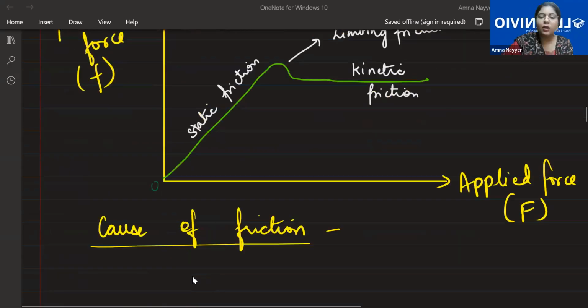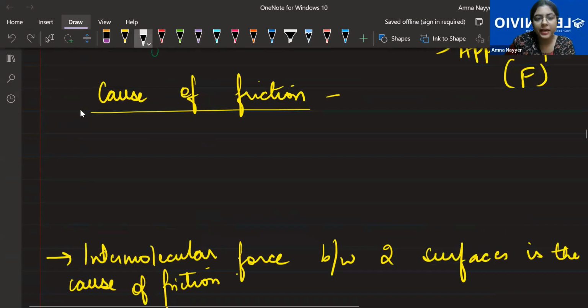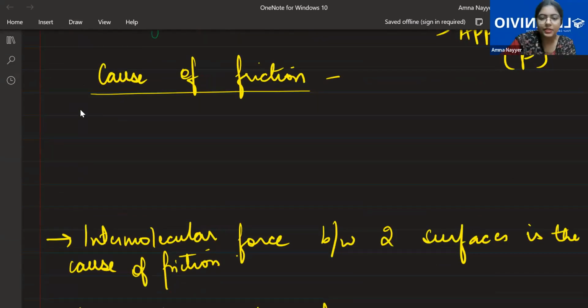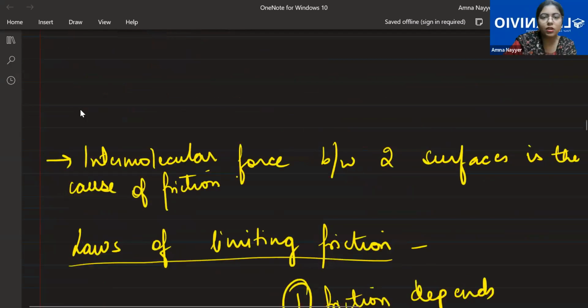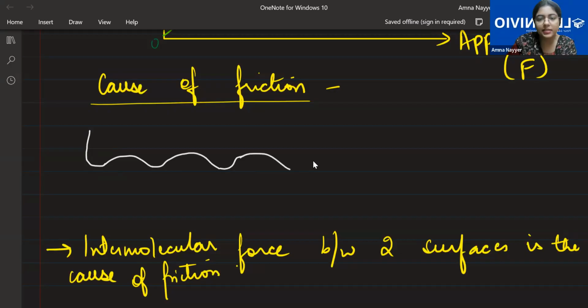Till here we stopped. Now coming to the cause of friction. When we're talking about the causes of friction, it's basically the irregularities that are present. Let's say you have two surfaces in contact with each other, and you expand those surfaces to observe what is there at the micro level. Let's say this is the edge of one surface, and then you have another surface.